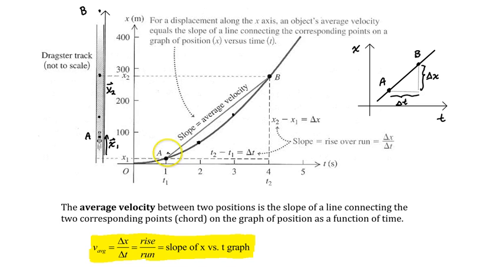So average velocity is velocity over that time interval. But what is the instantaneous velocity? Meaning, how fast is the dragster going at A? Or right here at 2 seconds? Or right here at 3 seconds? Or right here at 4 seconds?